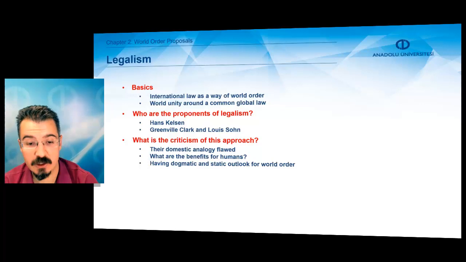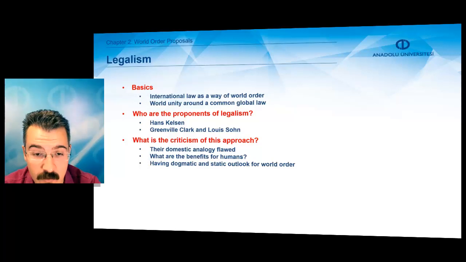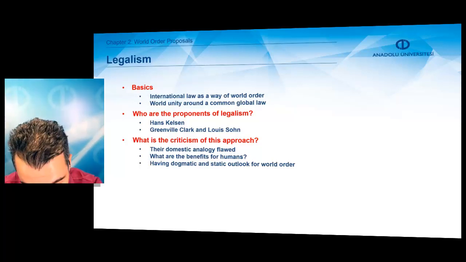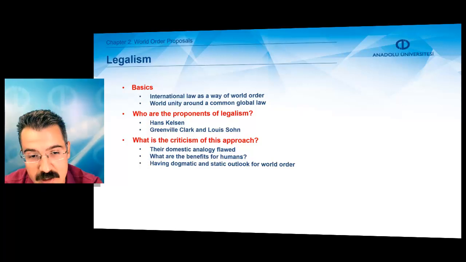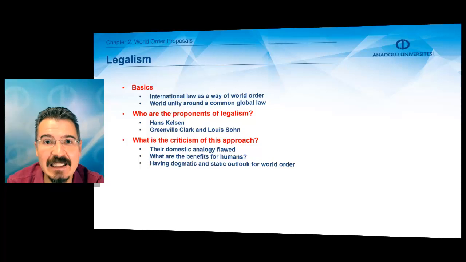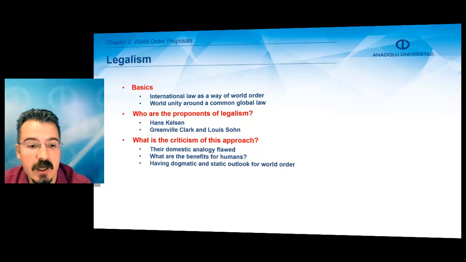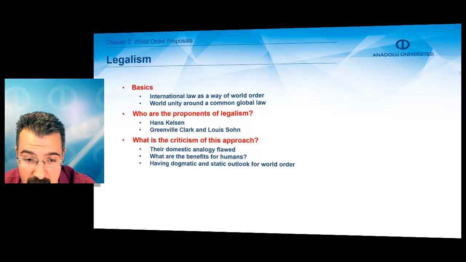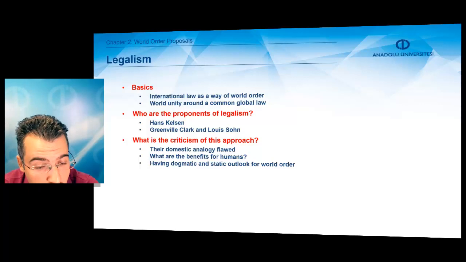Grenville Clark and Louis Sohn are also important supporters of legalism, and they have a book called World Peace Through World Law. They argue that the United Nations can deal with world issues, and that within the United Nations there can be 2 tribunals, 2 courts, in order to focus on world problems from a legal perspective.